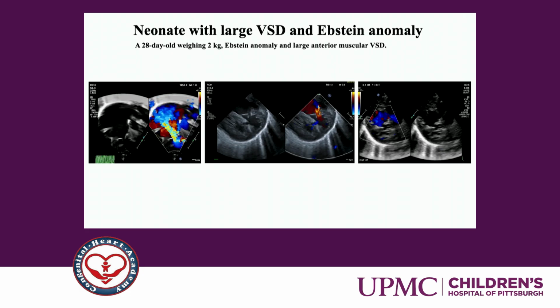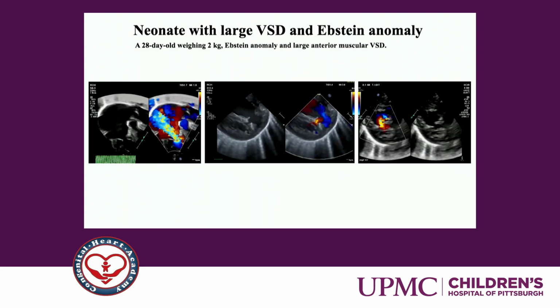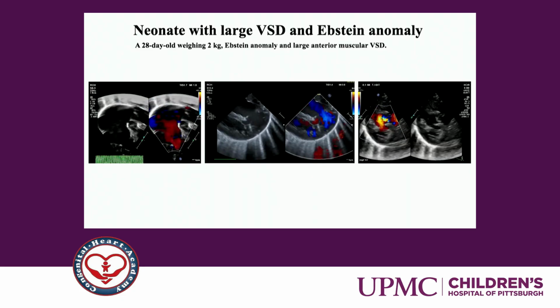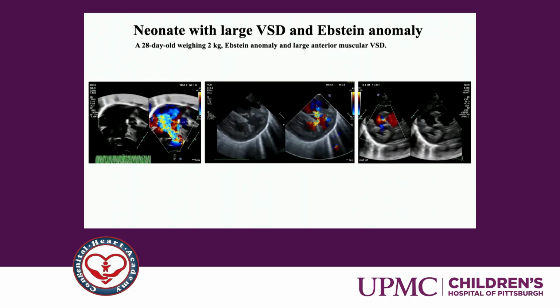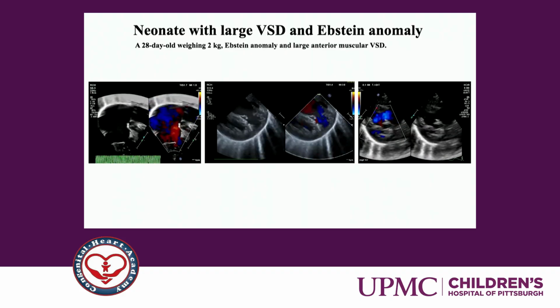A neonate with large ventricular septal defect and Ebstein anomaly. Very difficult to manage. So this patient had severe Ebstein anomaly, 2 kilograms, premature baby, and also very large anterior muscular VSD. Essentially, the patient had large left ventricle to right atrium shunt.